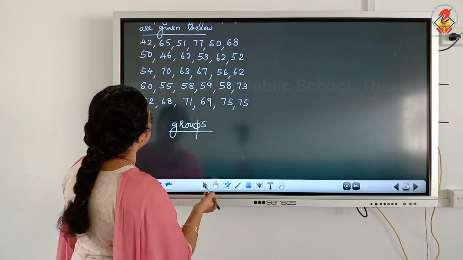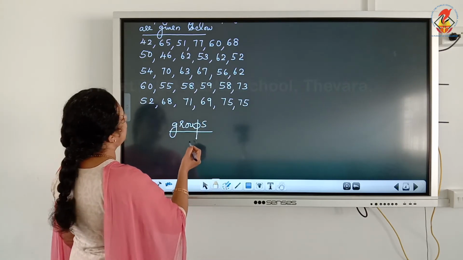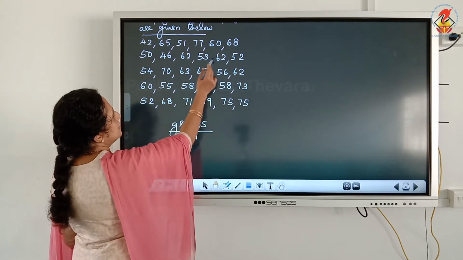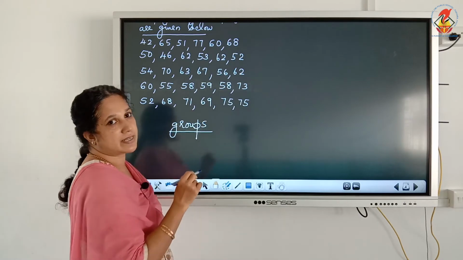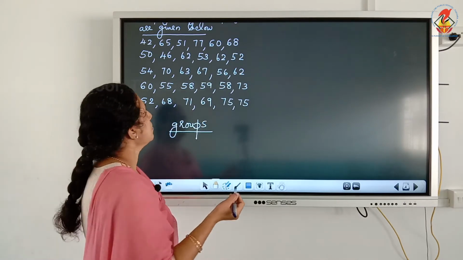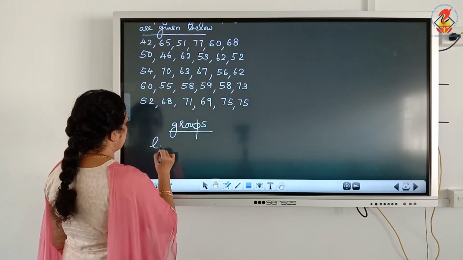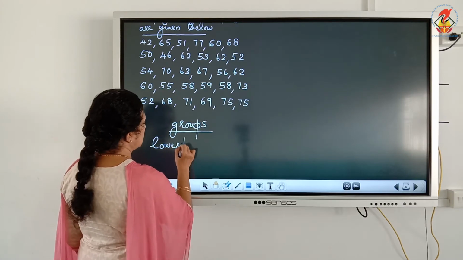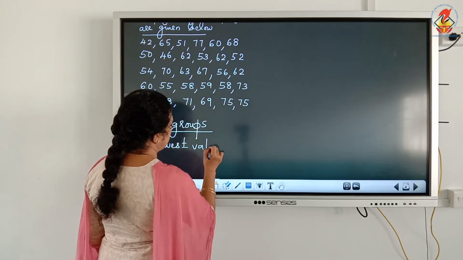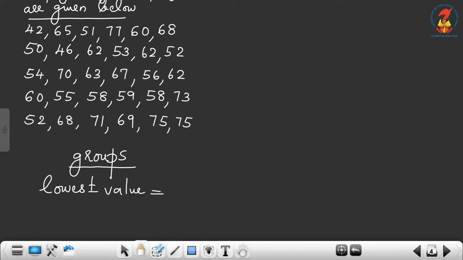For that purpose, first of all you find out the lowest observation. Each entry we can call an observation. So find out the lowest observation or the lowest value. Which is the lowest value? The lowest value is 42.